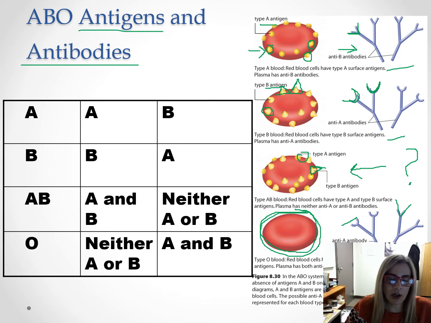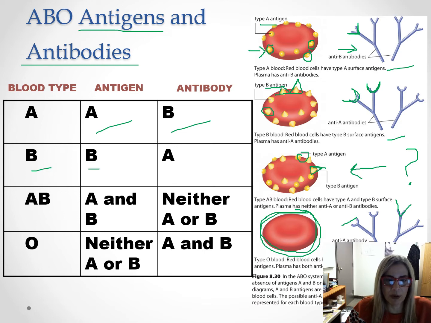And if we take a look at our little graphic over here, this kind of shows us the antigens versus the antibodies, okay? So if we look at our blood type, a person with blood type A, for example, has the A antigen or the A protein and B antibodies. A person with type B blood is going to have the B protein or the B antigen and therefore make A antibodies. So it's going to make the opposite of what it has.